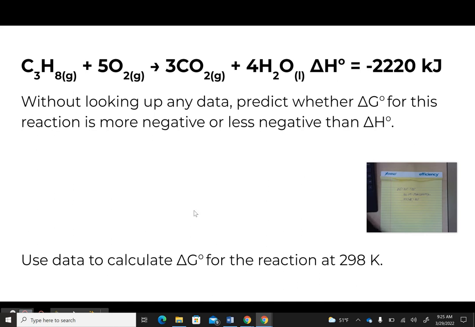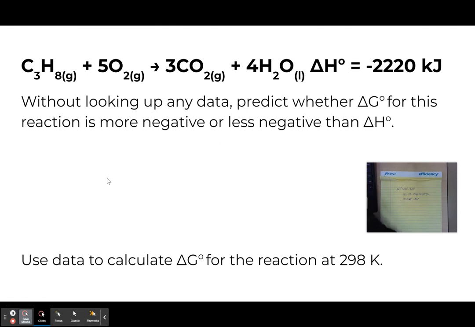So let's look at this one without looking up any data. Predict whether delta G for this reaction is more negative or less negative than delta H. So I want you to do some qualitative stuff here. So take a second and look at this. Answer that question.